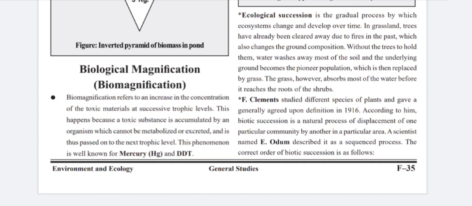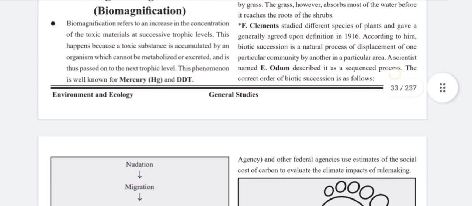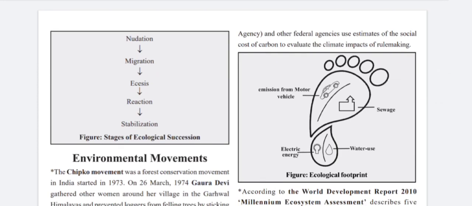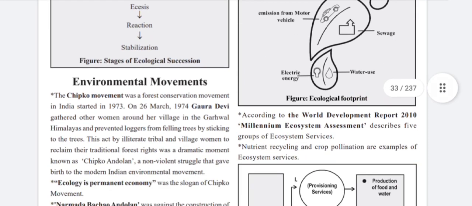F. Clements studied different species of plants and gave a generally agreed upon definition in 1960. According to him, biotic succession is a natural process of displacement of one particular community by another in a particular area. A scientist named E. Odum described it as a sequenced process. The correct order of biotic succession is as follows: nudation, migration, ecesis, reaction, and stabilization, stages of ecological succession.